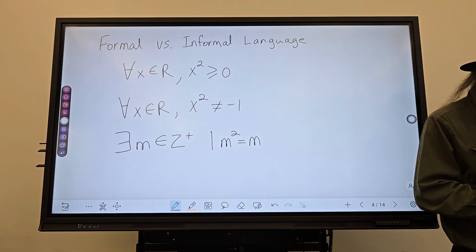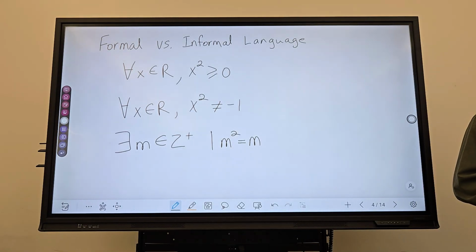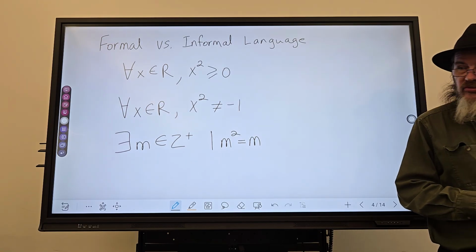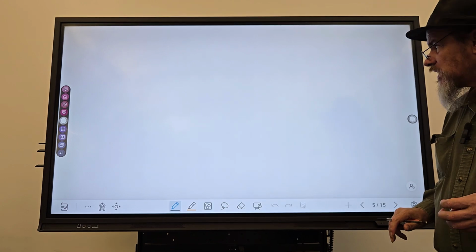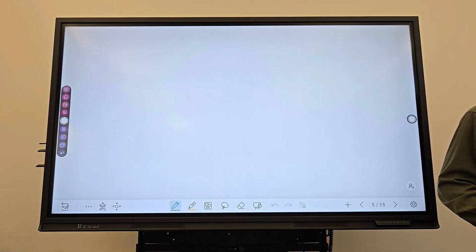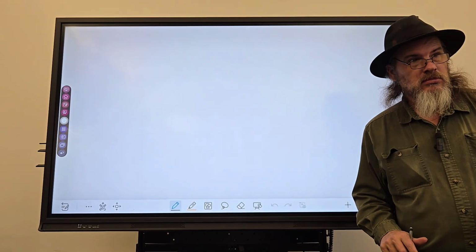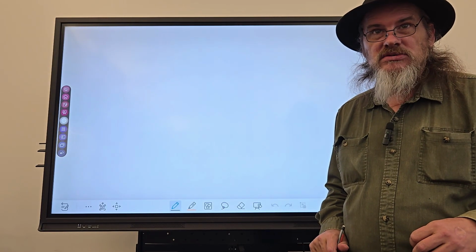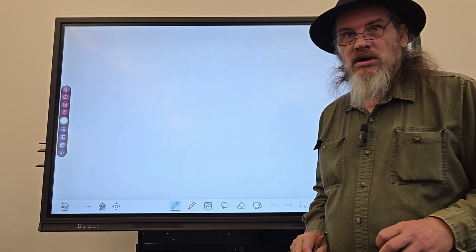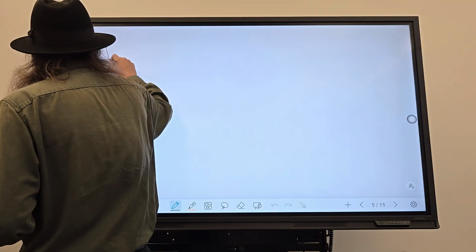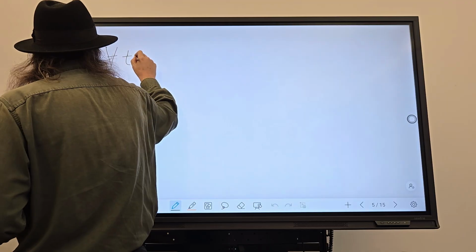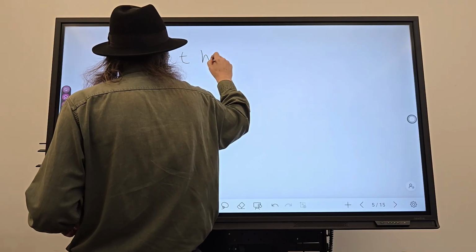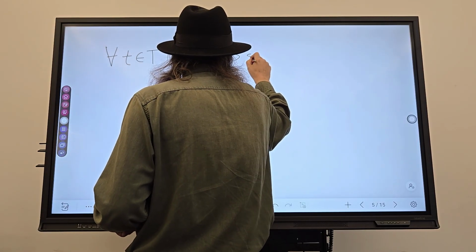How about the following statements using quantifiers and variables? How about all triangles have 3 sides? How would that look? For every triangle T, T has 3 sides. Yeah.